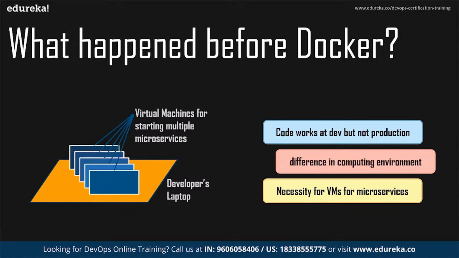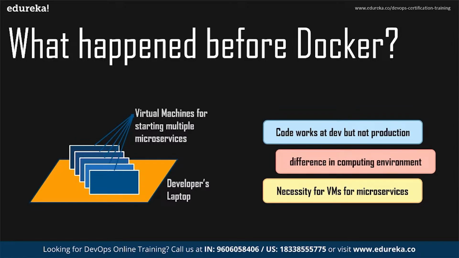Now, a lot of you might wonder, what is the disadvantage here? The major disadvantage here is in the virtual machine, there is a lot of wastage of resources. Resources such as RAM, processor, disk space. All of these are not utilized completely by a microservice which is running in these virtual machines. So it is not an ideal way to implement microservice architecture.